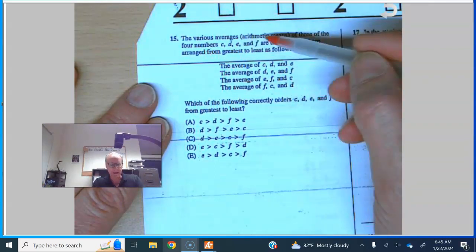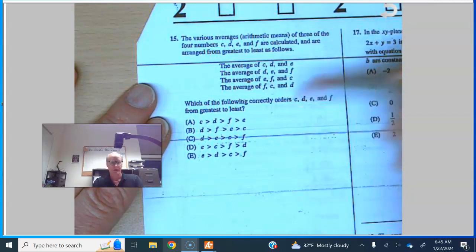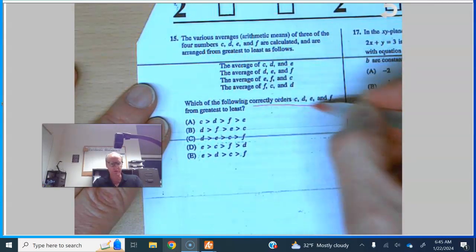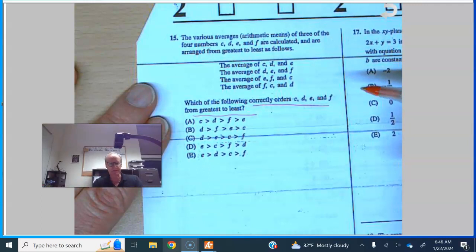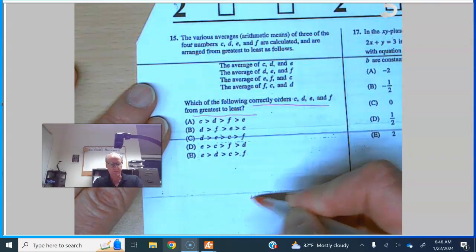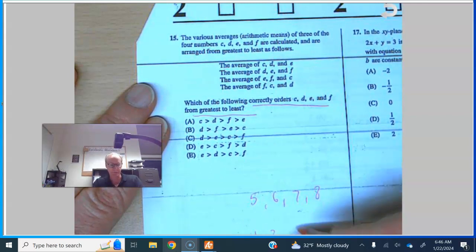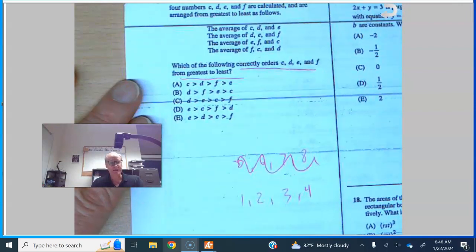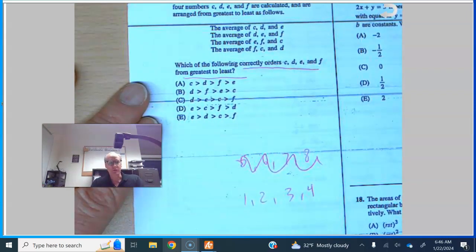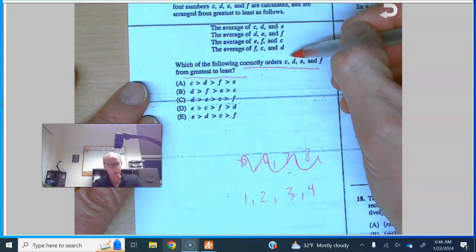C, D, E, and F are calculated, and we calculate the average of these numbers. Which of the following correctly orders these numbers? Well, what I decided to do was I chose some numbers, say 5, 6, 7, and 8. I could do 1, 2, 3, and 4 to make it even easier. So it doesn't matter what numbers I choose. What I want to do is make these match up so that this will be true.